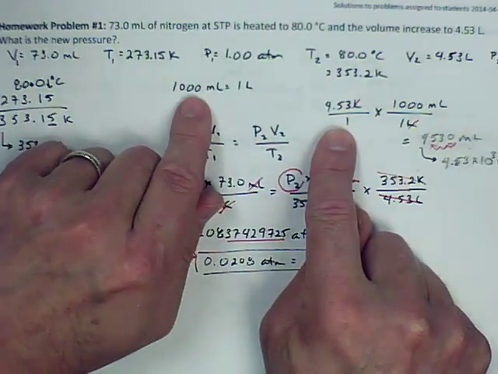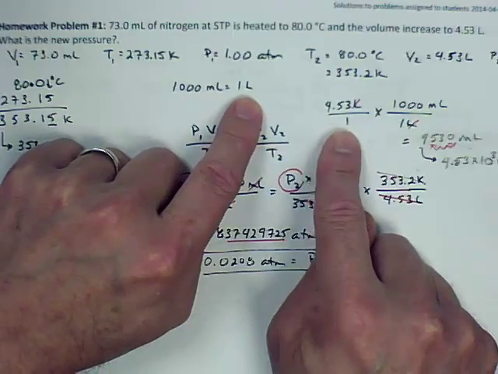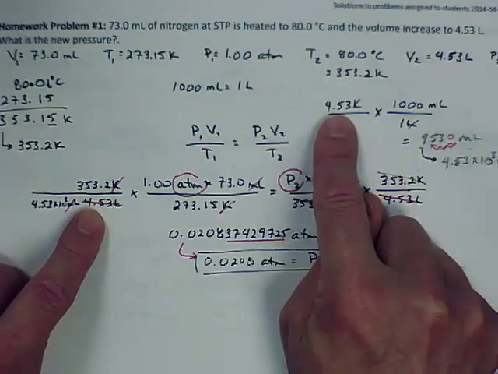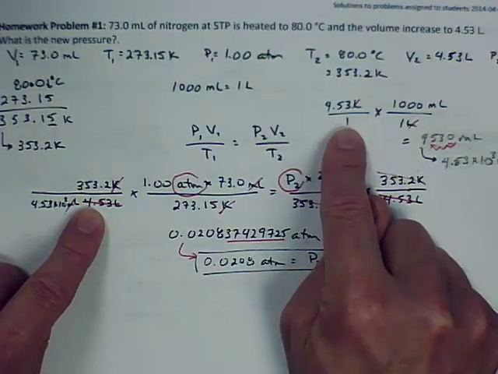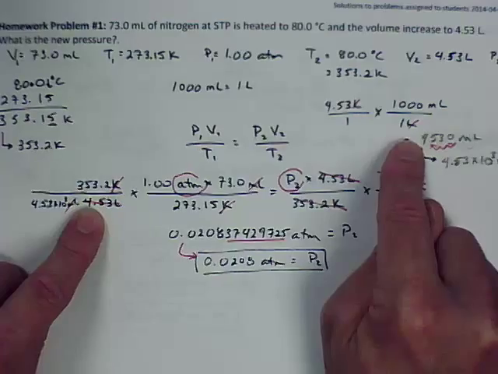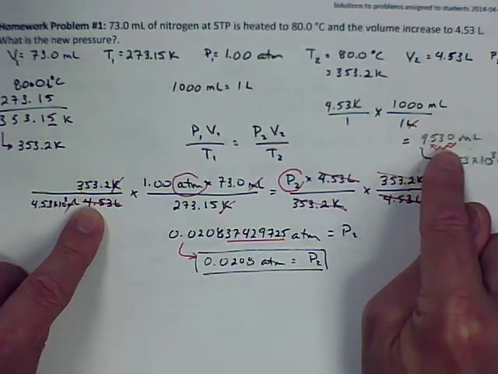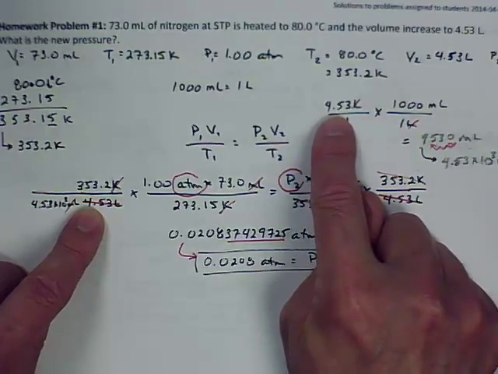That's required. 1,000 milliliters equals 1 liter. I use that to build this conversion unit. 4.53 liters on the top of a fraction over 1. Using this conversion, 1,000 milliliters over liters, cancel liters. I get 4,530 milliliters. I need 3 significant digits because this number has 3.